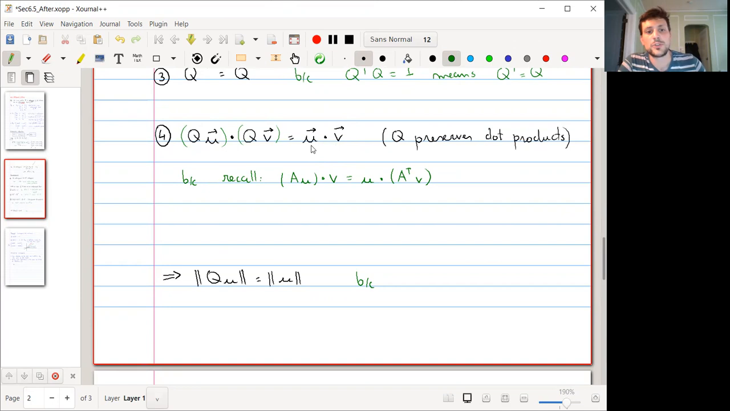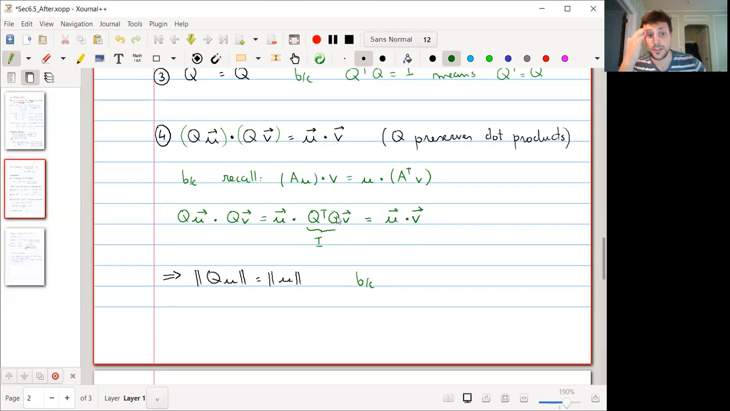The reason why this is true is a fact that we mentioned a while back about dot products. In a dot product, I can move matrices across, but I have to transpose. So if we apply that with the quantity that we're interested in, this is equal to U dot Q transpose QV. But Q transpose Q is the identity matrix. So this is equal to U dot V.